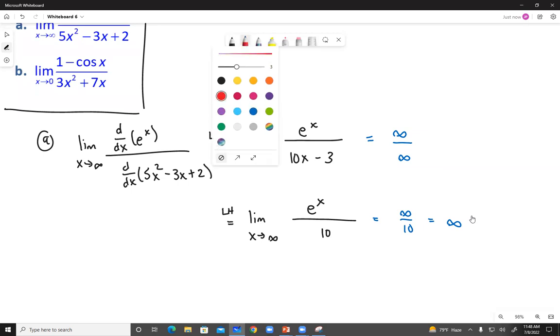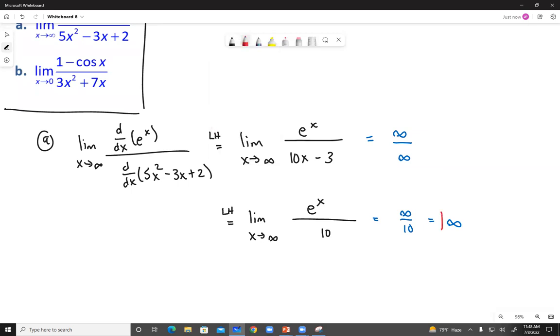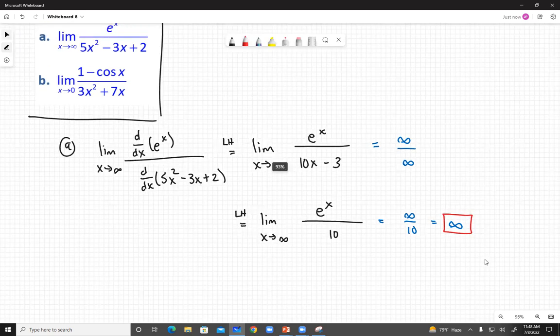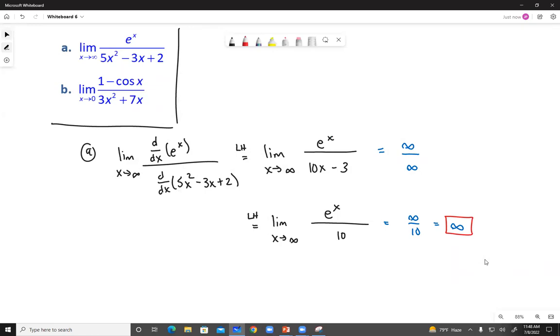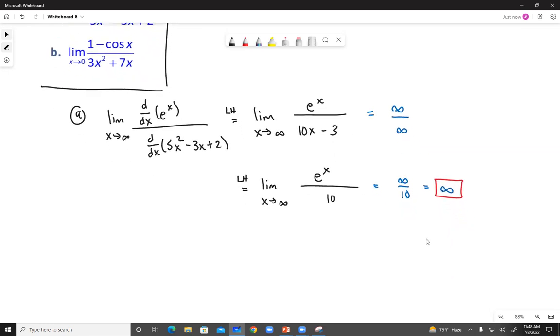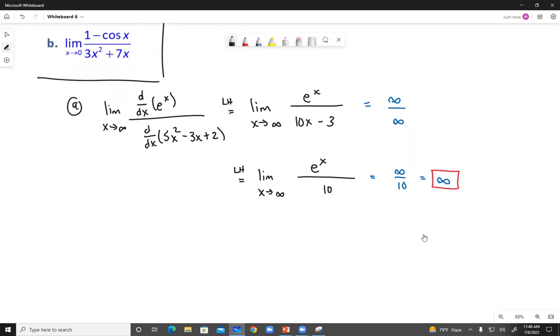Since we got an infinity for our answer and not an infinity divided by infinity, we can stop here and we can conclude that this limit equals infinity. In other words, the original function will grow without bound. So here we continue to apply L'Hopital's rule until we got either a real number or plus or minus infinity. Let's see what'll happen in part B.